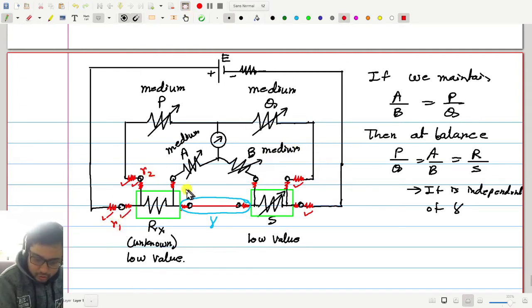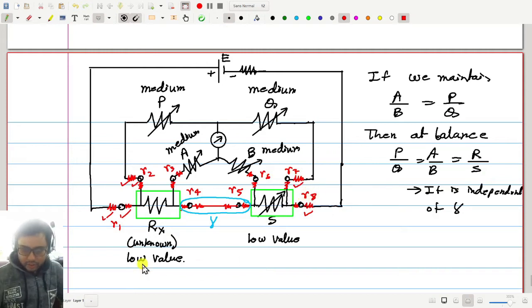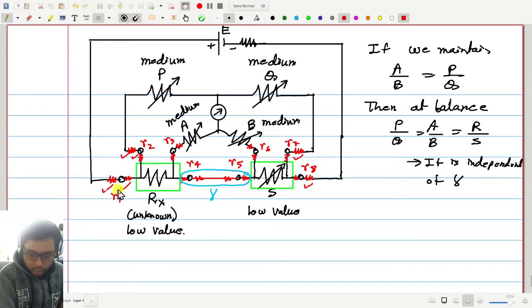R1, R2, R3, R4, R5, R6, R7, R8. Now let me repeat. R1 and R8 can be thought of as a part of battery resistance.